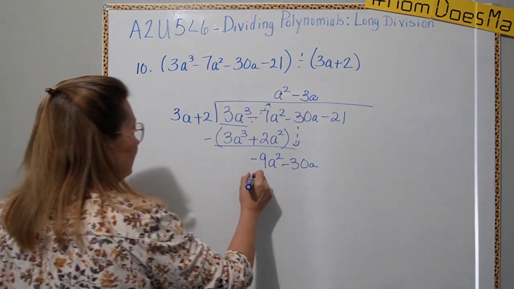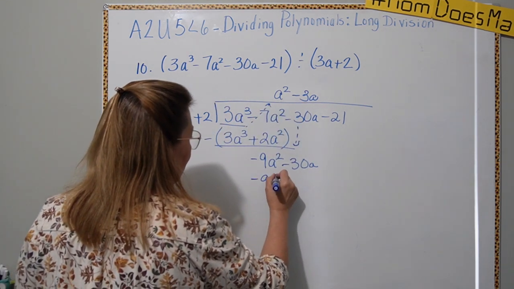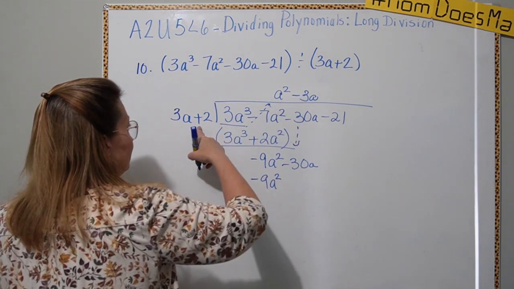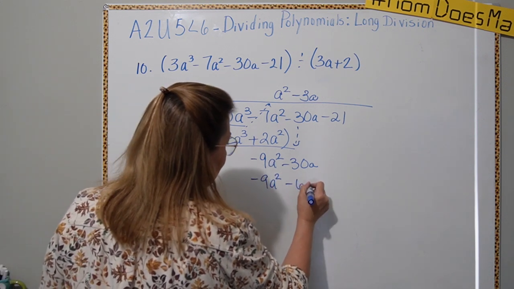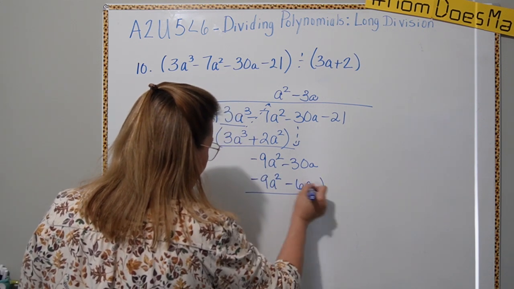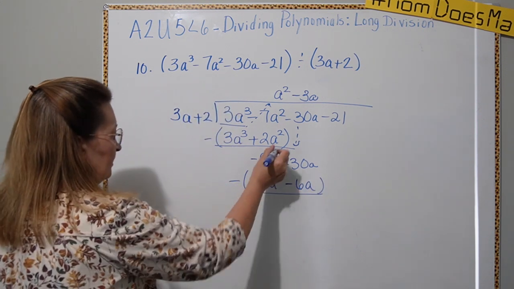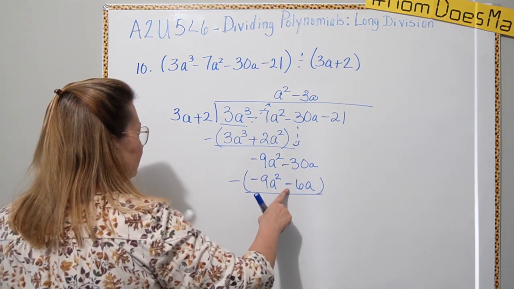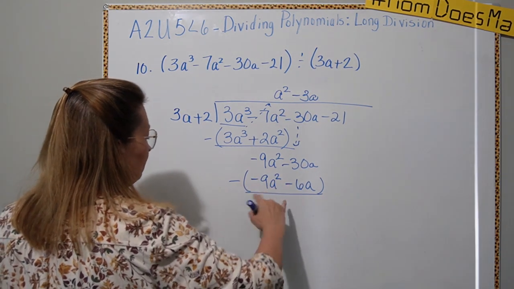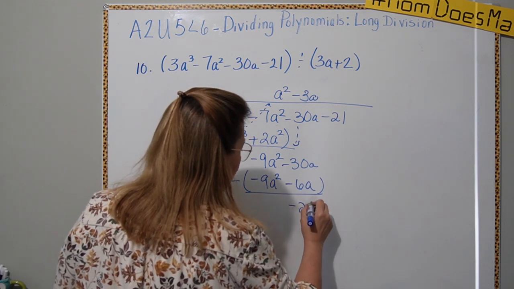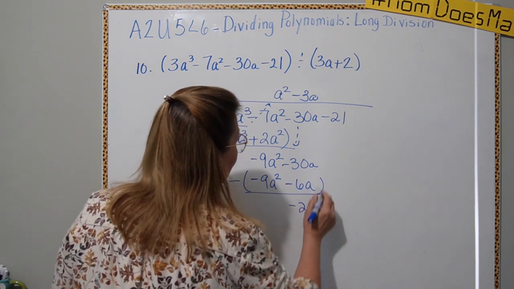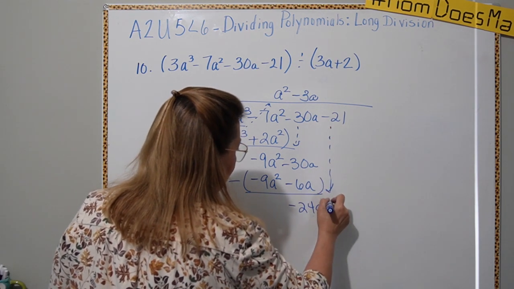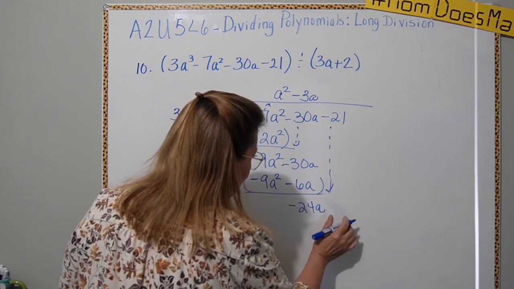3a times 3a gives me negative 9a squared. Negative 3a times 2 gives me negative 6a. And then I'm going to subtract. These two cancel out. Negative 30 minus negative 6 is the same thing as plus a positive. So that gives me negative 24a. And then I'm going to bring down the minus 21.